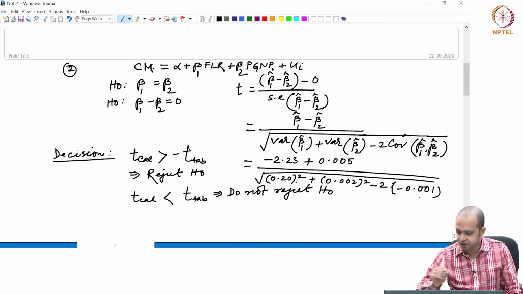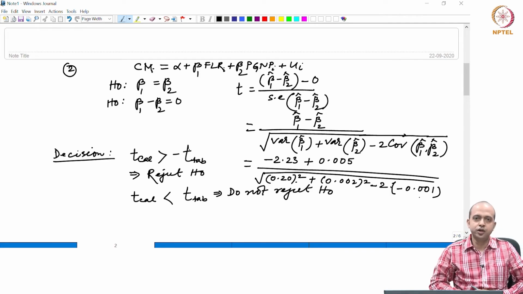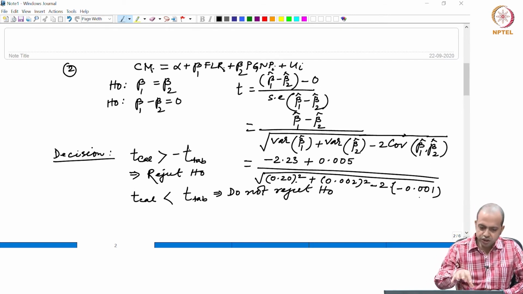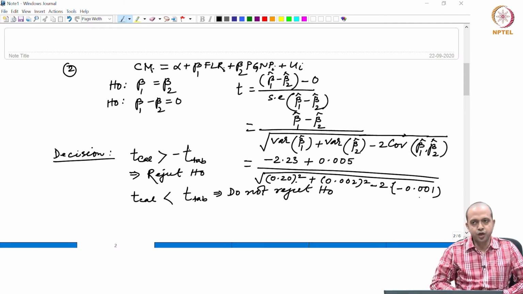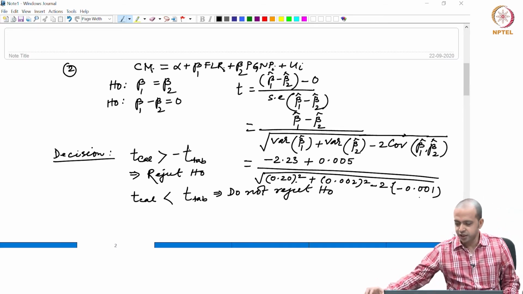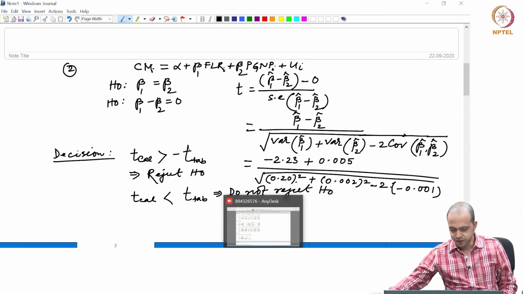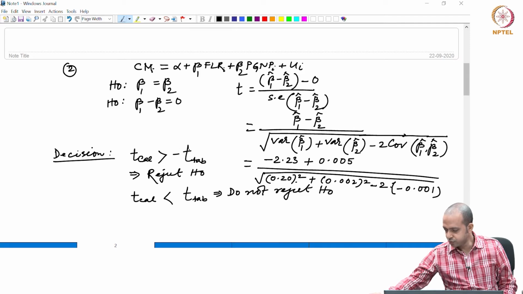0.0001, this is how you have to calculate your t, and this calculated t should be compared with the tabulated value of t at a specific level of significance, alpha equals to 1%, 5% or 10%. So, this is our second hypothesis, wherein we were testing the equality between two regression coefficients, right. And then we have discussed our third hypothesis, what is your third hypothesis?